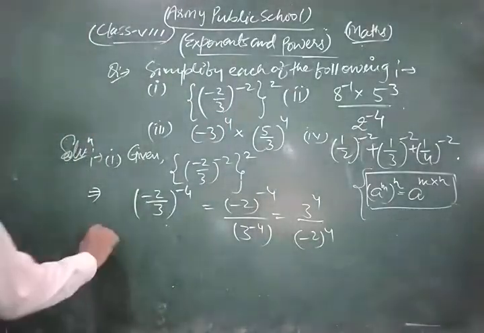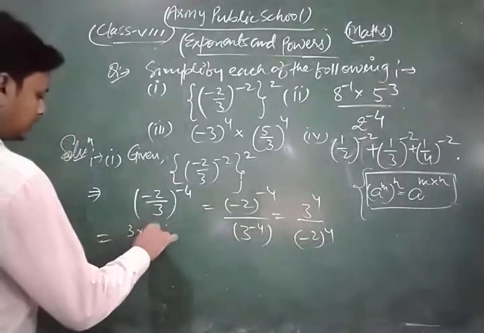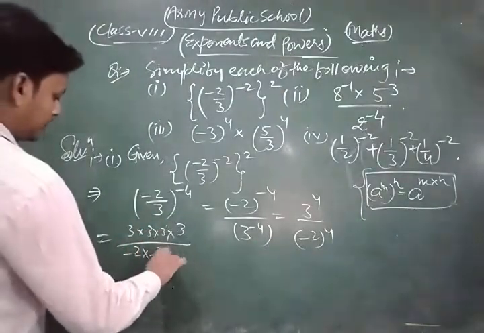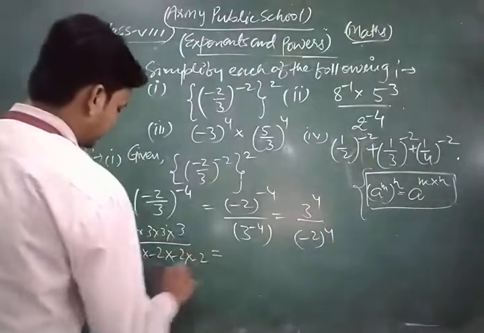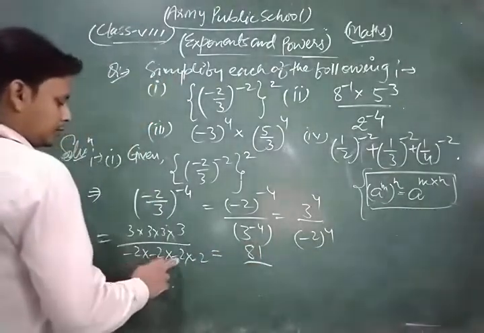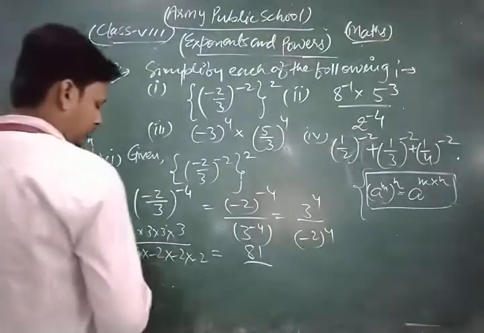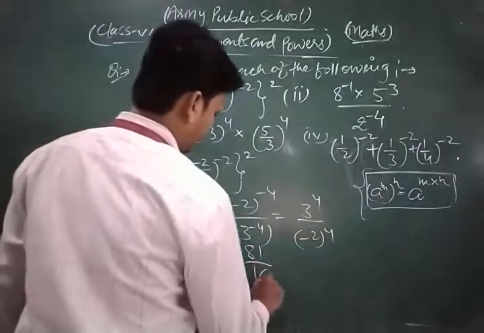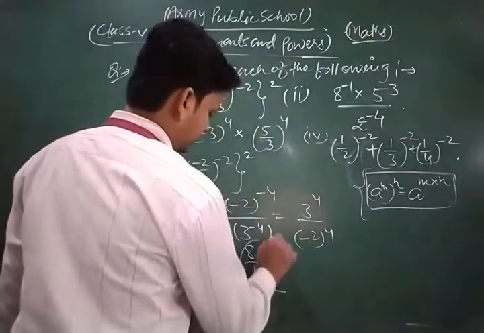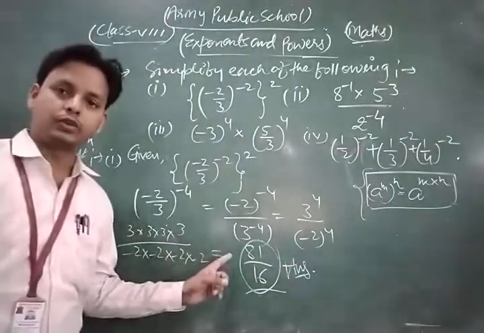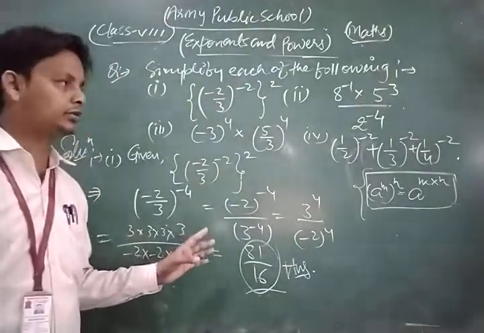3^4 means 3 into 3 into 3 into 3, which is 81. (-2)^4 means -2 into -2 into -2 into -2. Minus and minus make plus, and again minus and minus make plus, so the answer is positive. 2 to the 4 is 16. So 81 upon 16 is the required solution of the given question. In this way you can solve that type of question.